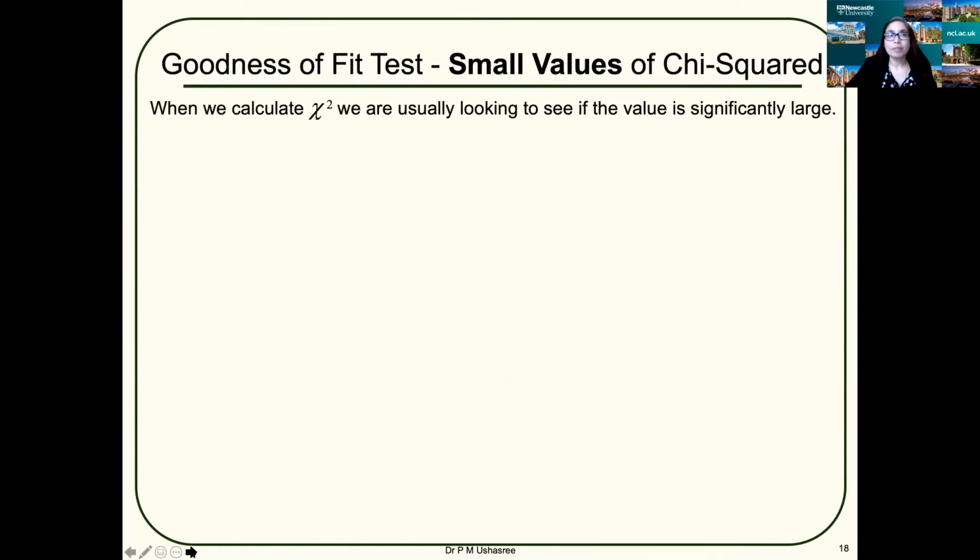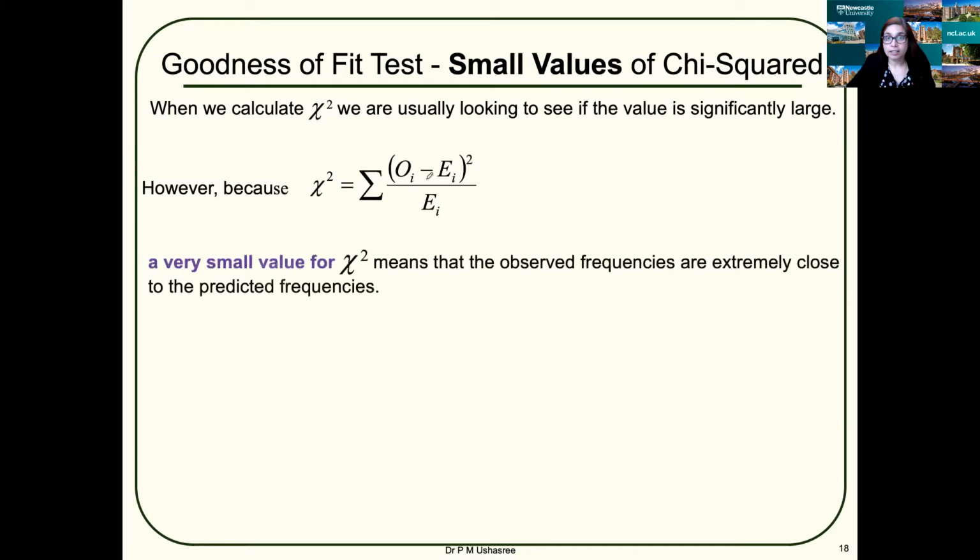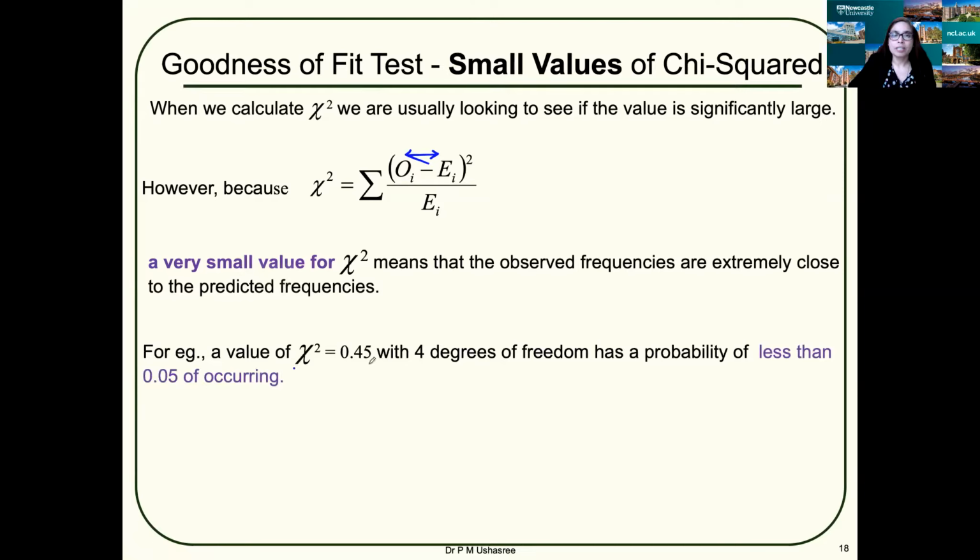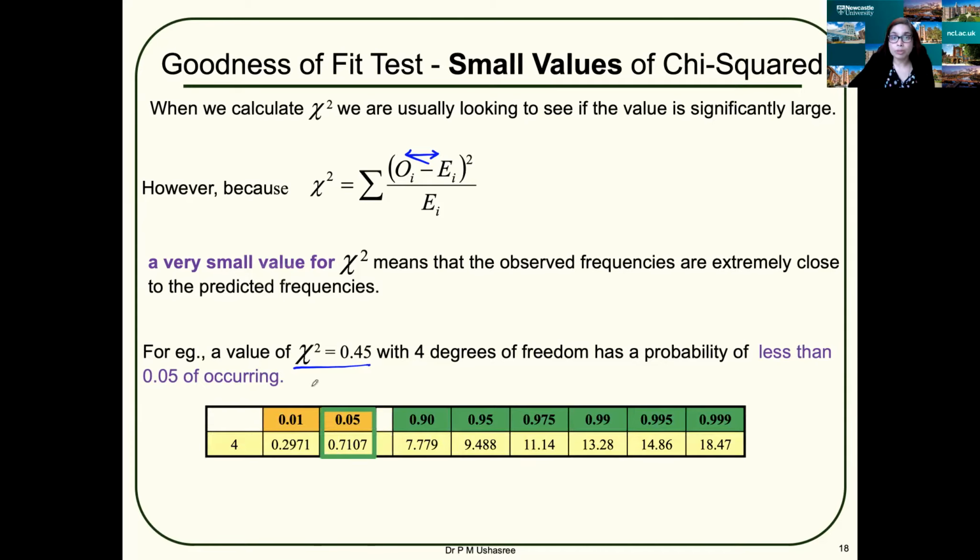Okay. When we calculate chi-square, we are usually looking to see if the value is significantly large. However, because the formula is the sum of observed minus expected frequency, squared, divided by the expected frequency, a very small value of chi-square means that, as I explained before, the observed frequencies are extremely close to the predicted frequencies. The difference is small. So if chi-square is, for example, 0.45 with 4 degrees of freedom, then it has a probability of less than 0.005. Look at that. It should lie somewhere here in the chi-square table, because chi-square is 0.45. That means its probability is less than that.